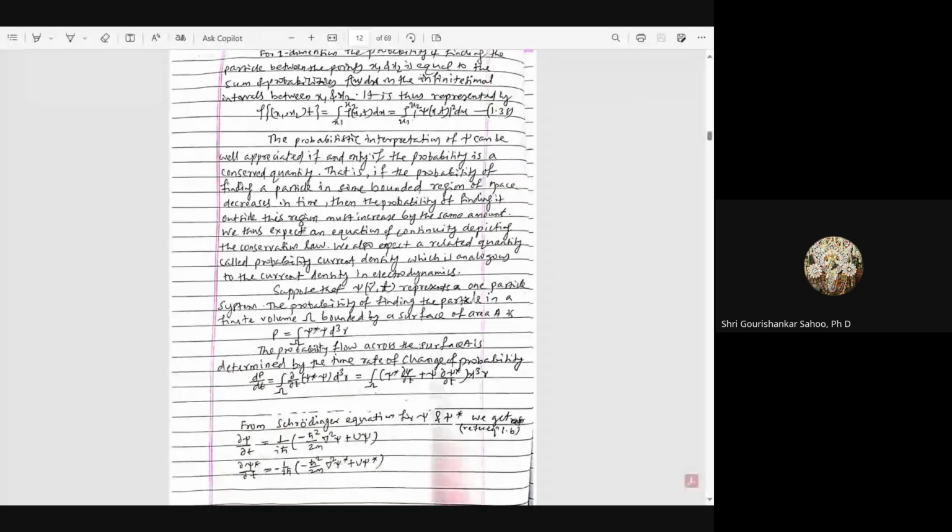So the probabilistic interpretation of psi can be well appreciated if and only if the probability is a conserved quantity. That is, if the probability of finding a particle in some bounded region of space decreases in time, then the probability of finding it outside that region must increase by the same amount. So in the universe, the probability of finding a particle is 1. In a region, if the probability of finding that particle decreases, then outside that region, it will increase.